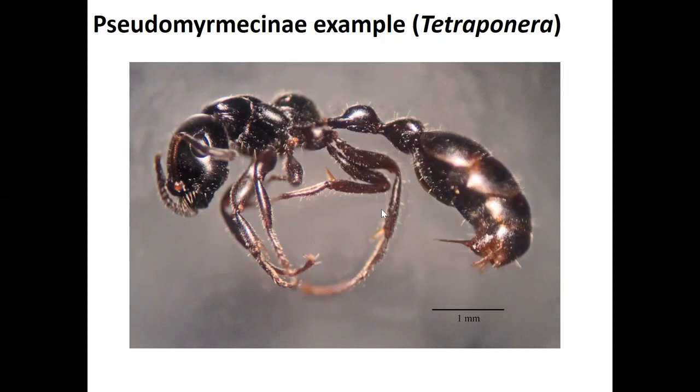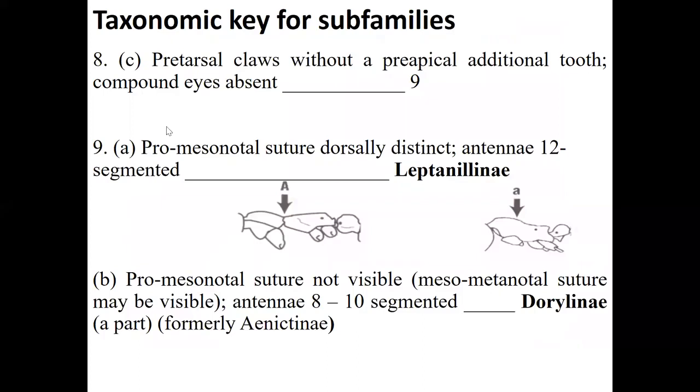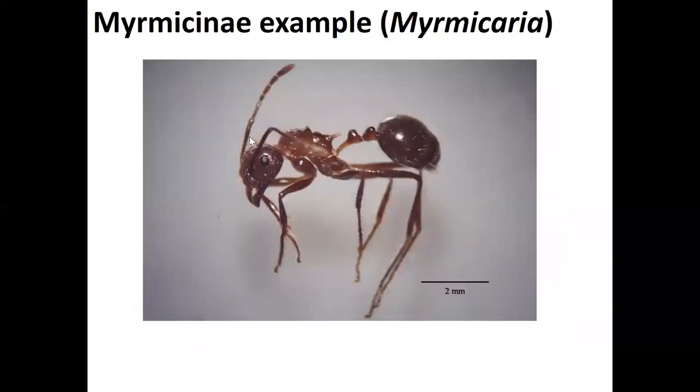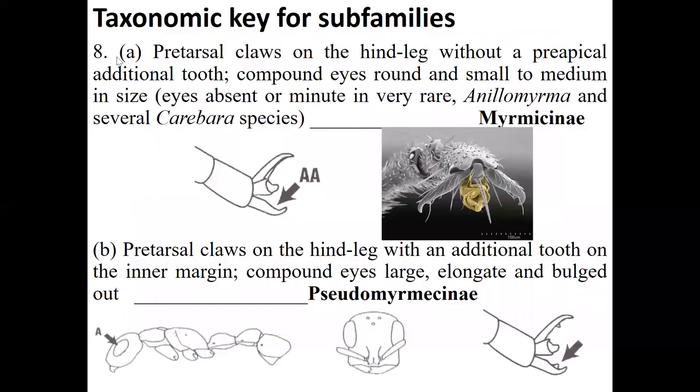And something else I mentioned, there is an additional tooth in the hind leg, right? If you focus on the hind leg and pretarsal claws, you can't see it here, but I'm just showing you where the pretarsal claws are here on the first leg. Similarly, you have to observe the tip of the leg to find the additional tooth on the pretarsal claw. You have to use a higher magnification. Then go to number 8. From where? Here 8A, 8B.